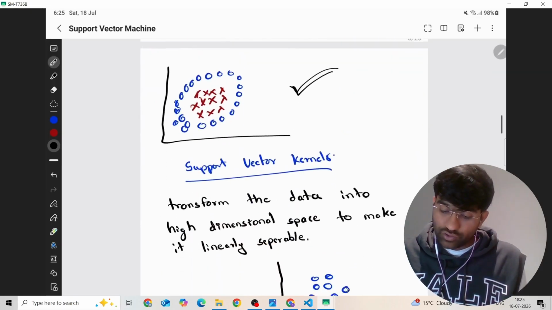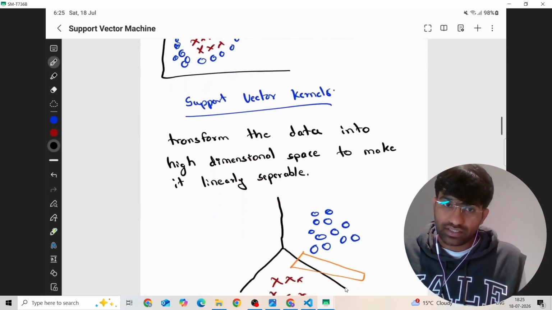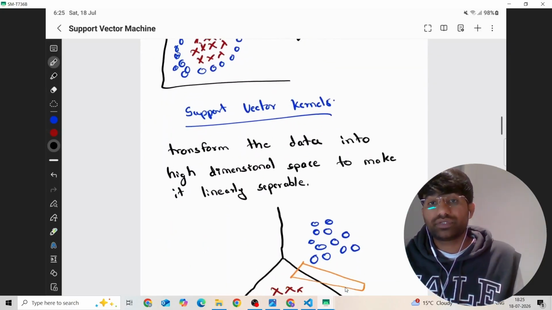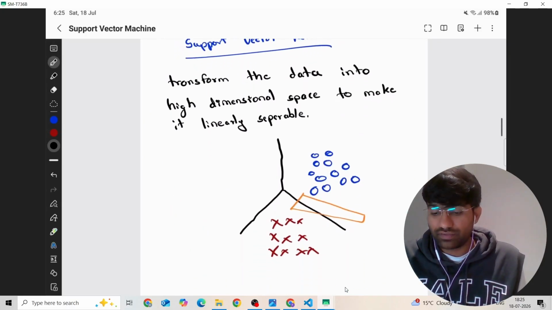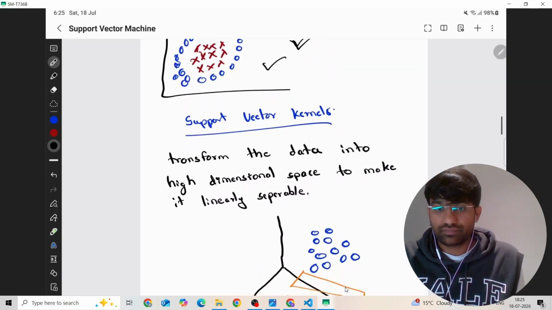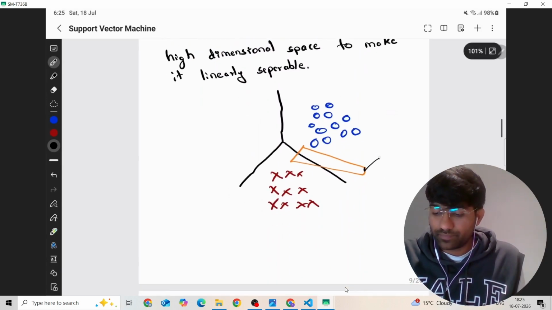To solve such complicated classification problems, what the support vector kernel does is transform the data into a high dimensional space to make it linearly separable. For example, this data will be transformed into 3-dimensional and we will draw a hyperplane. This is the hyperplane. The kernel will draw a hyperplane.